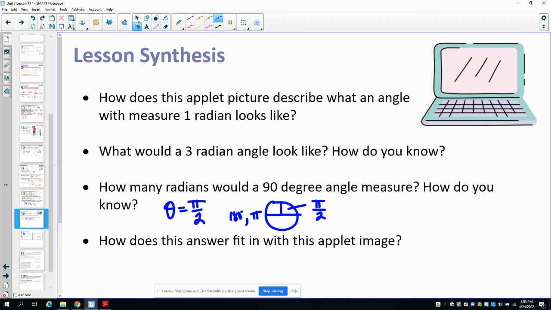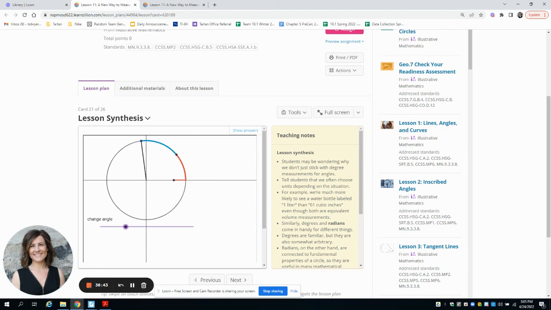And then how does this fit with the applet? Think about if we do 3.14 divided by 2. Half of pi is going to be about 1.6. Remember, pi was representing halfway around, or about 3 radii. So 90 degrees is going to be about 1.5 radii, which looks about right here. Can't get it quite at 90, but we see 1 and about a half of another.